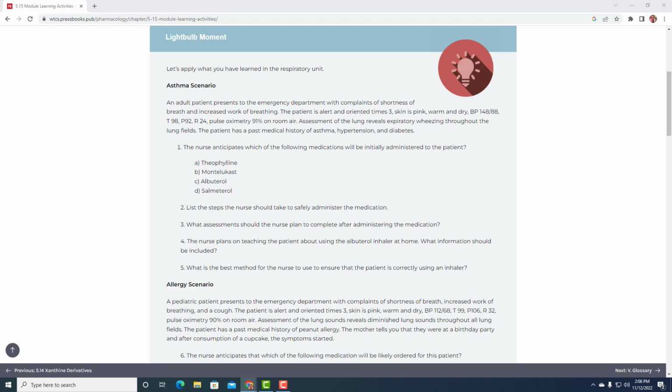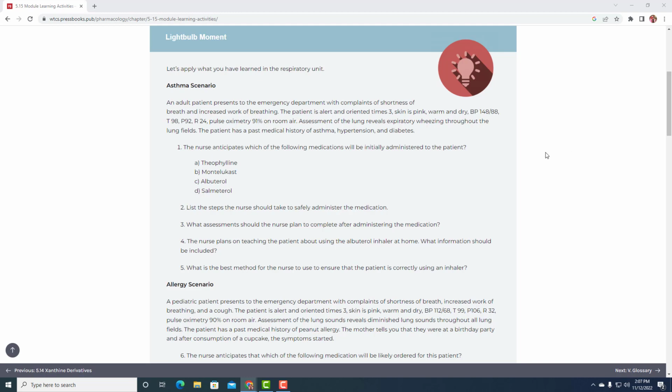The skin is pink, warm, and dry. Their blood pressure is 148/88. Temperature is 98. Pulse 92, so almost tachycardic. And then respiratory rate 24. Pulse ox 91% on room air. Assessment of the lung reveals expiratory wheezing through the lung fields. The patient has a past medical history of asthma, hypertension, and diabetes.